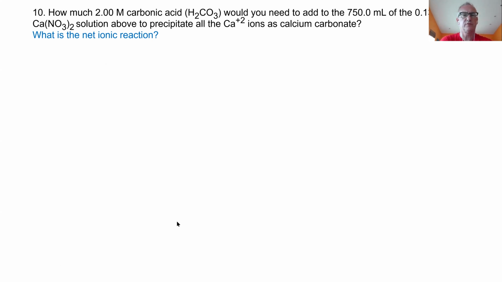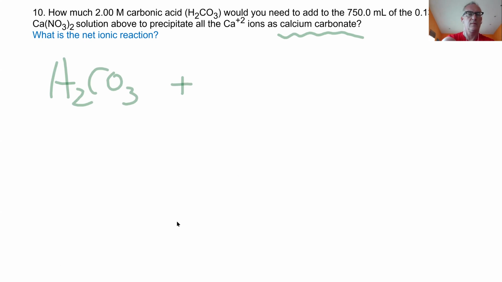So what are the two, we're reacting two things and we're forming a solid product. So what are our two reactants? Carbonic acid. Okay, we have carbonic acid and calcium nitrate. Calcium what? Nitrate. That's this, right?